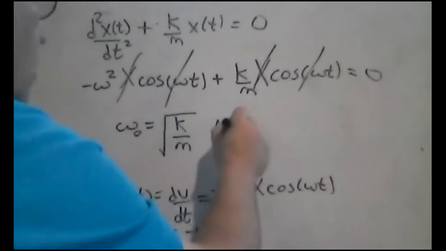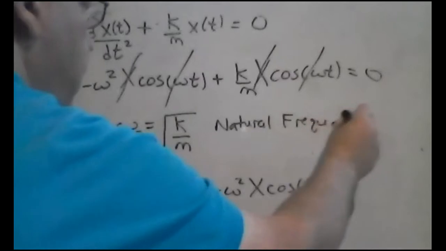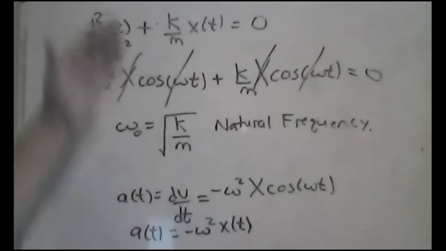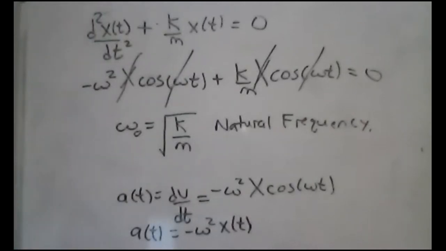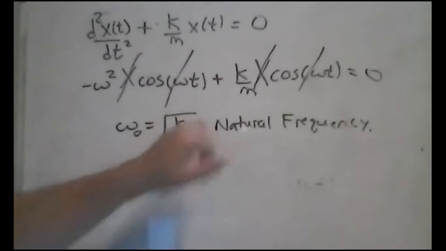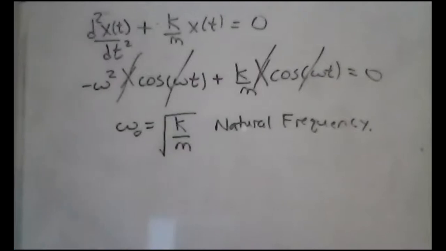This is called the natural frequency of the oscillator. This is the basic oscillation theory. Because this system has a spring constant k and a mass m, because it has certain properties, it will oscillate at a natural frequency.